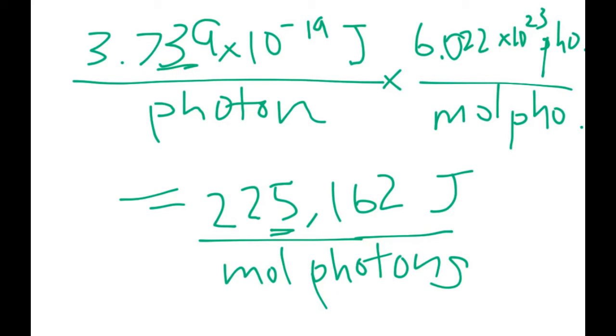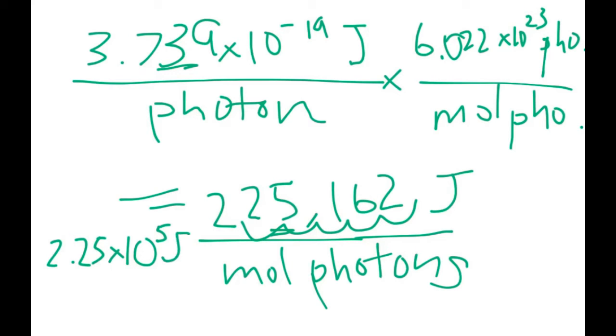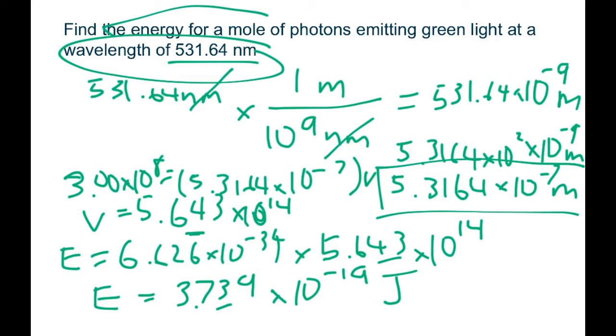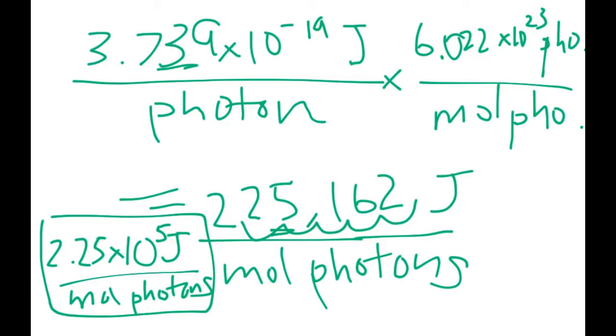So let's convert this to scientific notation. I think this would actually be 2.25 times 10 to the 1, 2, 3, 4, 5 joules per mole of photons. And this is our answer. We could also write our answer in terms of kilojoules if you want, or you could even exclude the mole of photons because the answer only needed the energy, and it didn't need to say that it was for a mole of photons, but you know, it's nice to include that if you can. And that's officially our answer for this question.